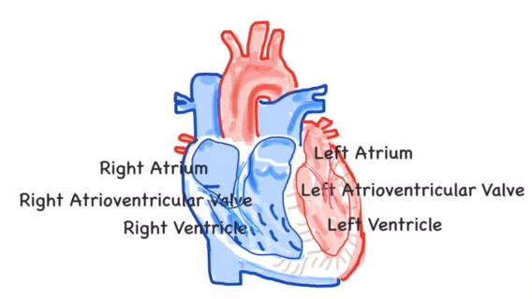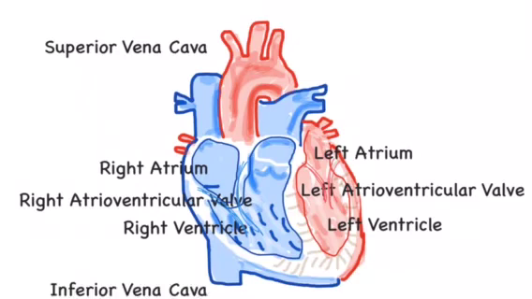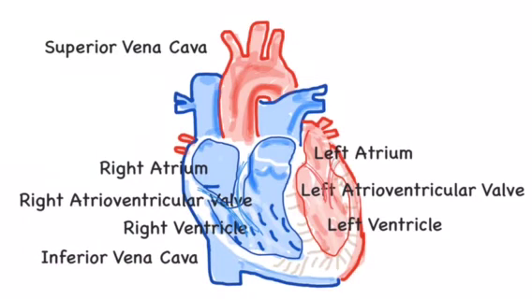When we look at the main veins that operate in the heart, we look at the superior vena cava and the inferior vena cava. So just using our anatomical directions there. So the superior vena cava is blood from the upper body, head and arms, and the inferior vena cava brings blood from the lower body.